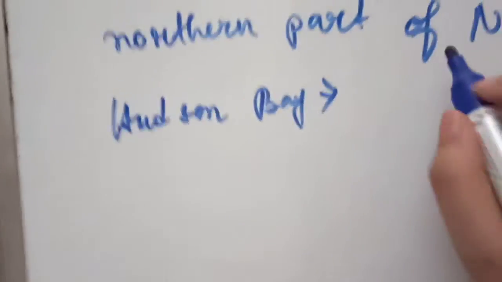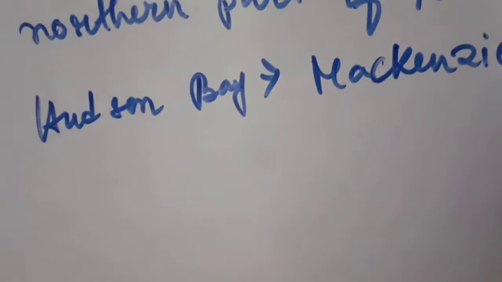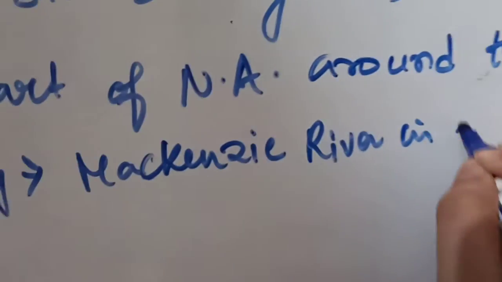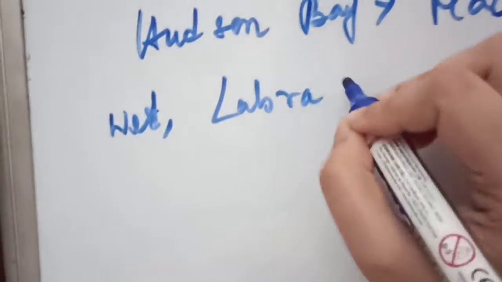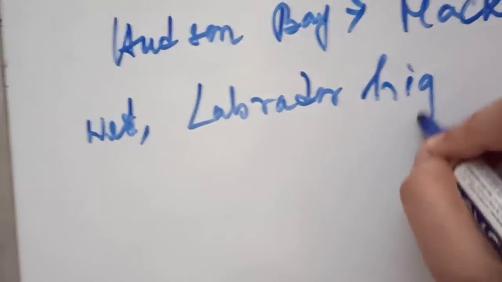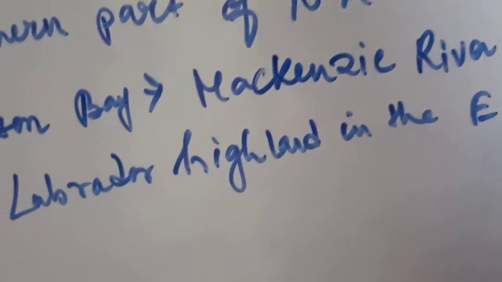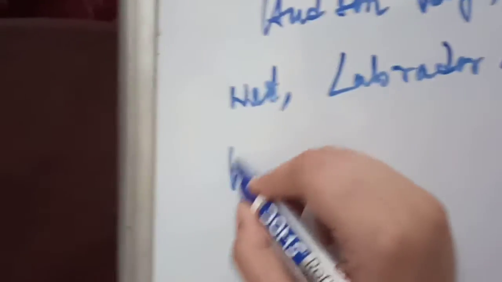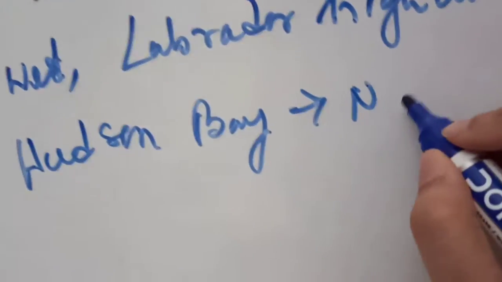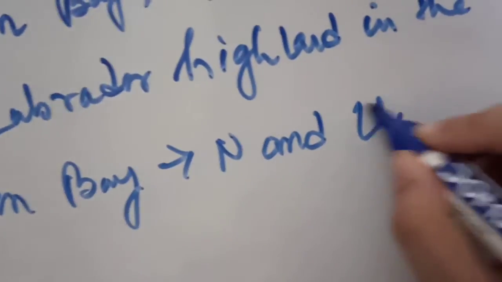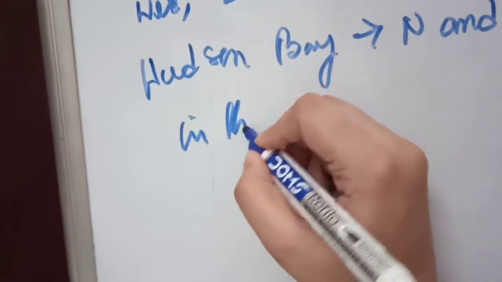It is bounded by Mackenzie River in the west, Labrador Highland in the east, Hudson Bay in the north, and the Great Lakes in the south.